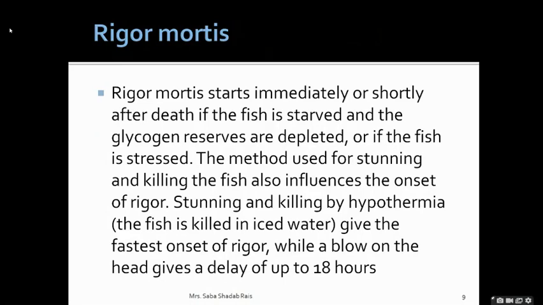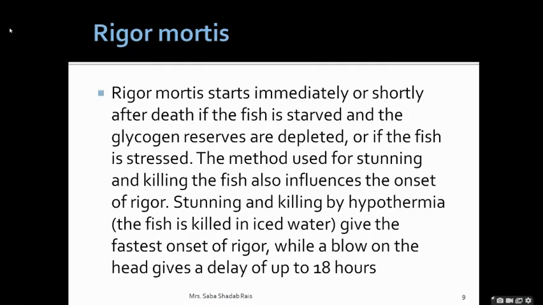Now see, this is a very characteristic phase of the postmortem changes in fish, during which the fish will lose its flexibility. First, what is going to happen? It will happen because of suffocation. Immediately after death, the fish will starve and the glycogen reserve present in the body of the fish will deplete, and it may also occur because of stress.